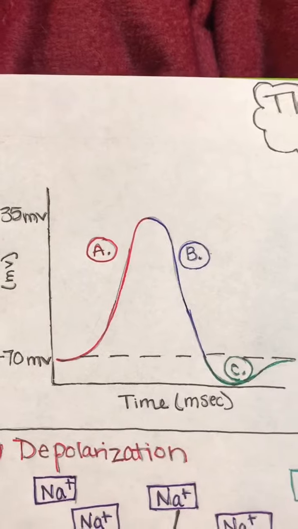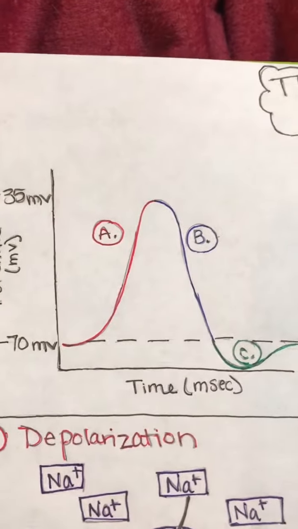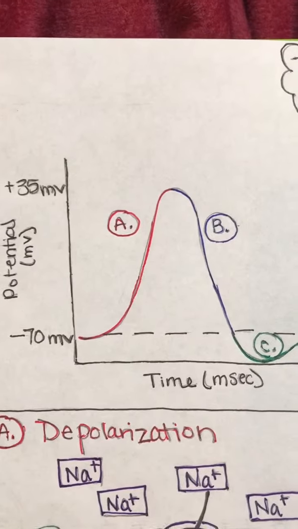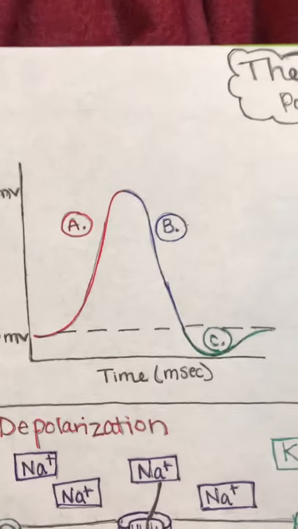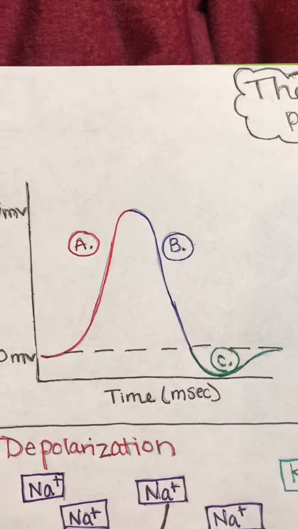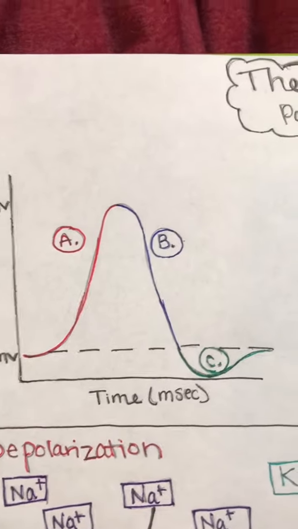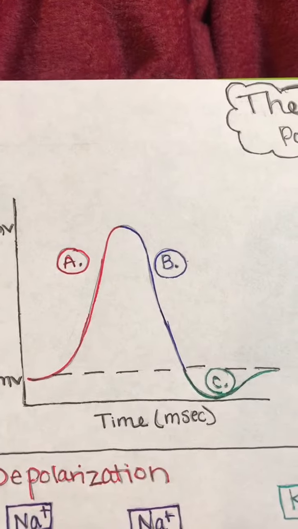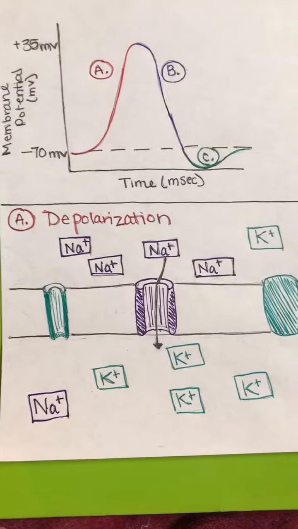And then the part labeled B is bringing the membrane back down to that resting potential of negative 70 millivolts. And part B is repolarization. And then part C is hyperpolarization before returning back to the resting membrane potential before another action potential can occur. So down here, A, depolarization.